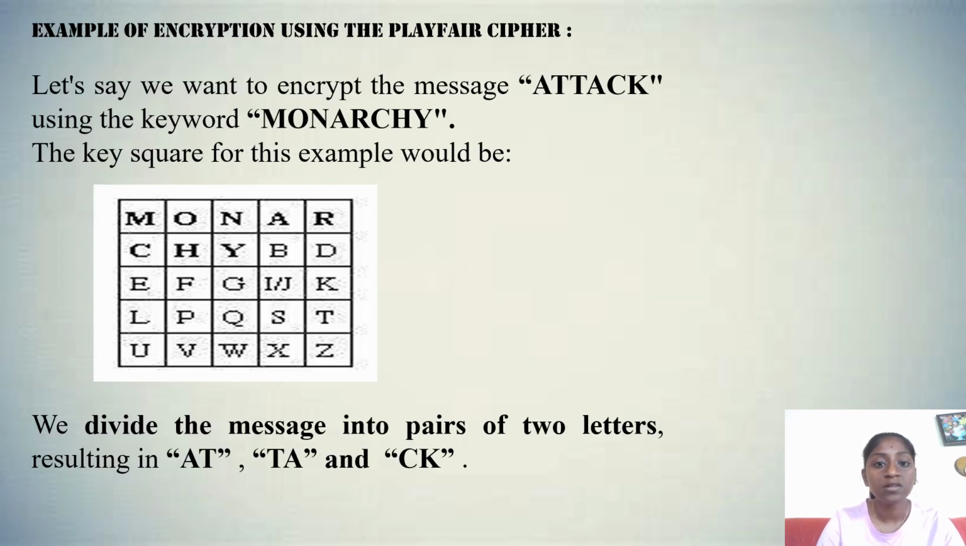Example for encryption using the Playfair cipher. Let's say we want to encrypt the message attack using the keyword monarchy. The key square for this example involves, first, filling with monarchy, and then the remaining boxes should be filled with the letters which are not present in monarchy. We divide the message into pairs of 2 letters. The word attack is divided into AT, TA and CK.